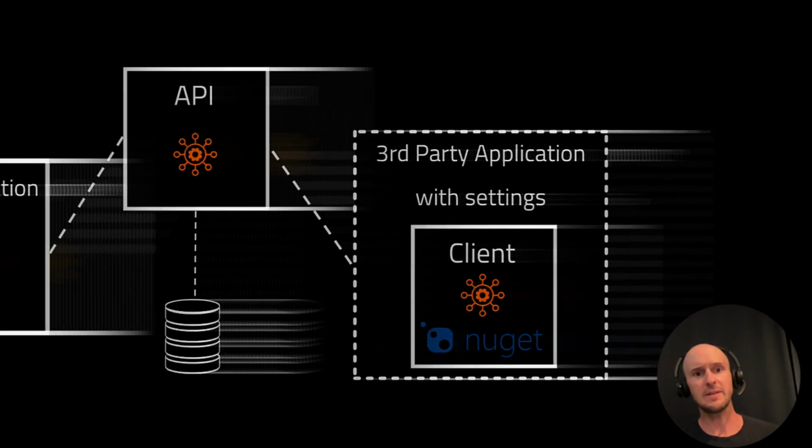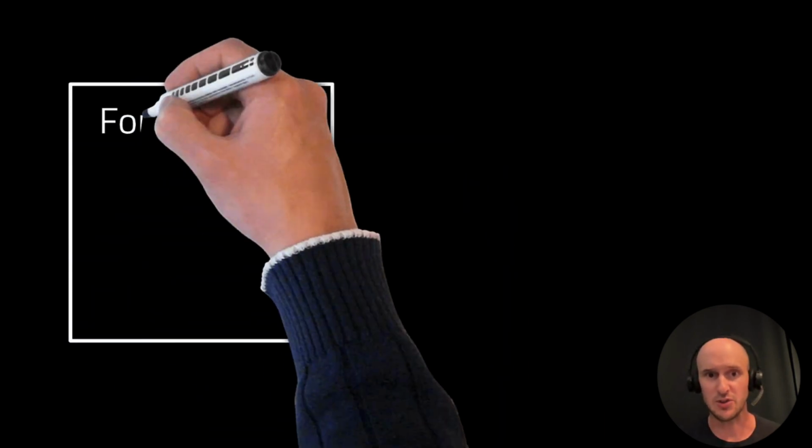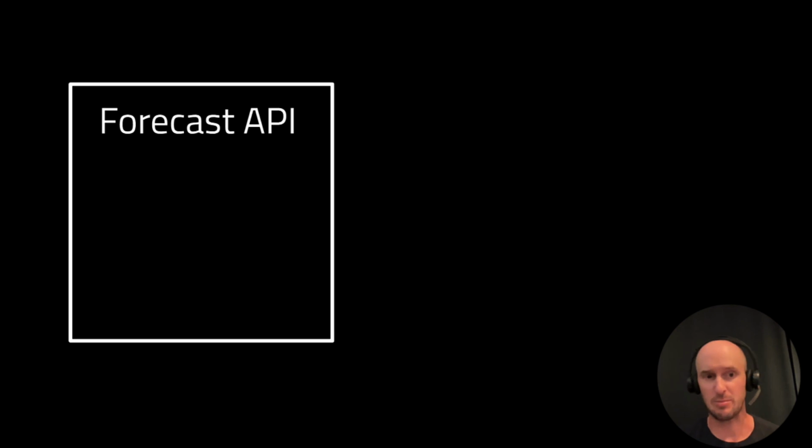Now, I think the best way to illustrate why centralized settings are important is to work through an example scenario. So imagine you're building a weather application, and the first service to be developed is a forecast API. This service will be responsible for serving forecasts to our application. And as we develop the API, a need arises for some application settings to configure the service and allow it to operate in different environments and situations.